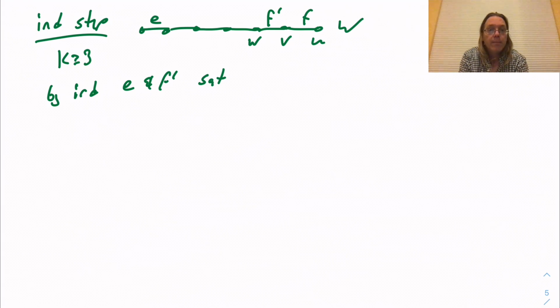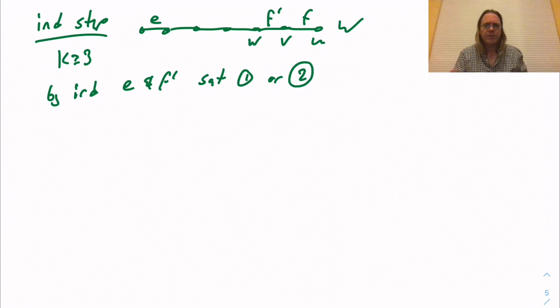Okay, so by induction, E and F satisfy either 1 or 2. And those are just going to be two separate cases for me. Maybe this is not the way it's done in the notes. It doesn't matter. I've got my notation the same as the notes. So I'll do case 2 first. Two is actually the easy case.